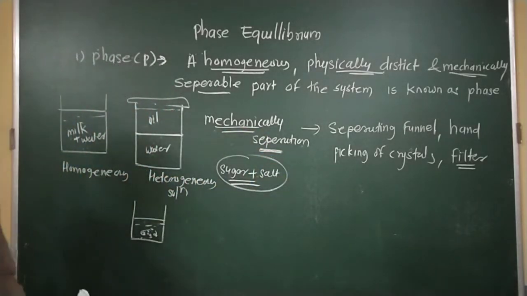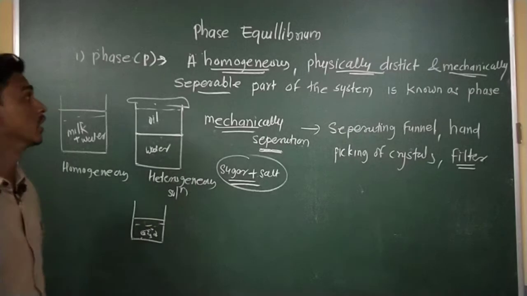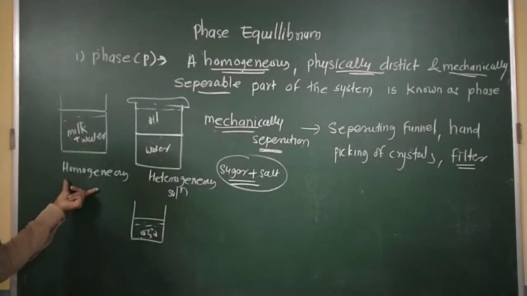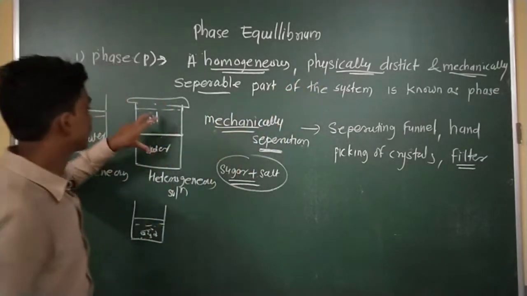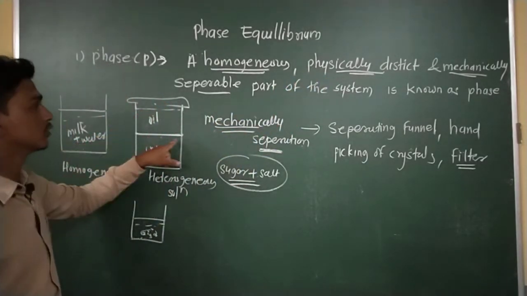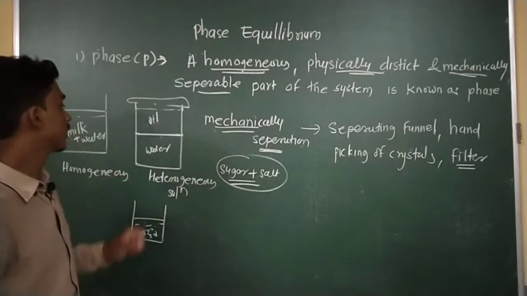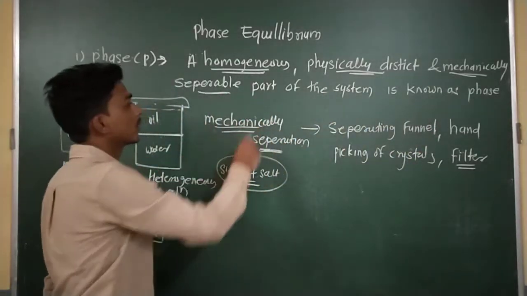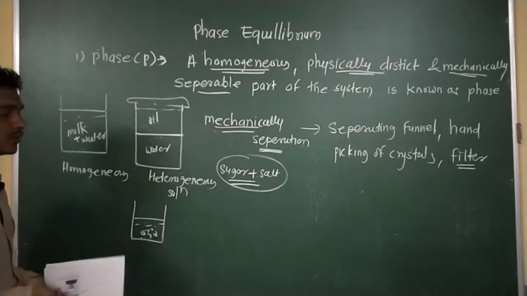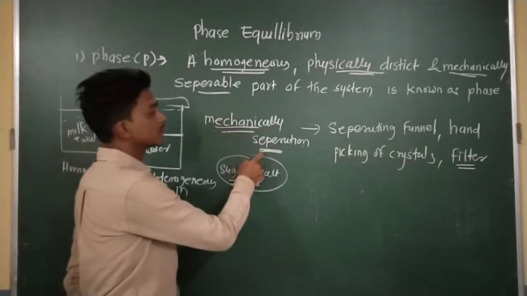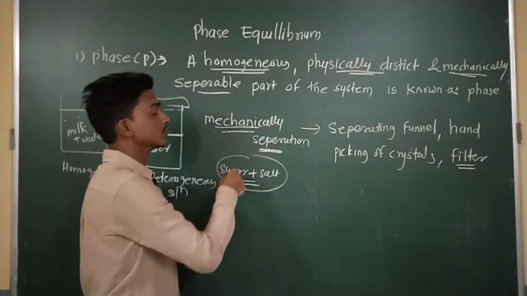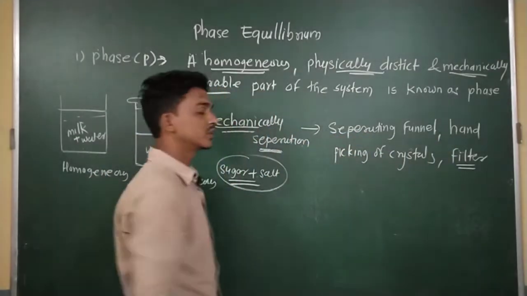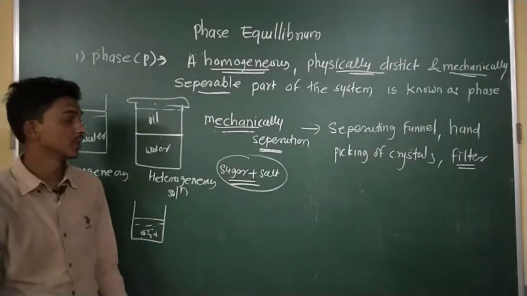So these are the definitions of the phase. First, homogeneous solutions, physically distinct, that means there is one boundary surface between these two solutions, and a mechanically separable part of the system is known as a phase. Mechanical separations: if I want to separate these heterogeneous systems by using a separating funnel, by hand picking of crystals, or by using a simple filtration assembly.